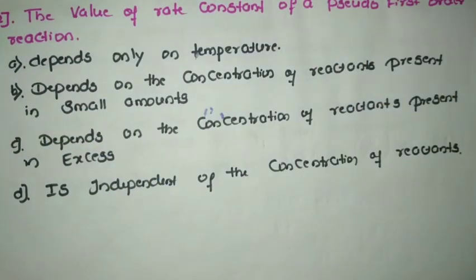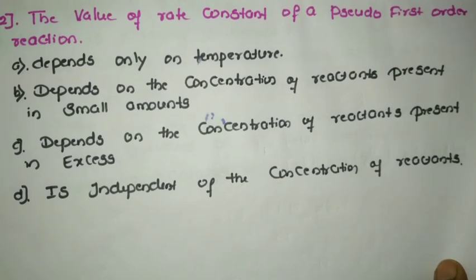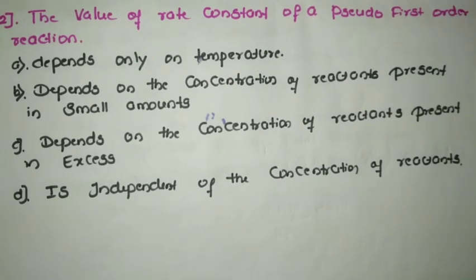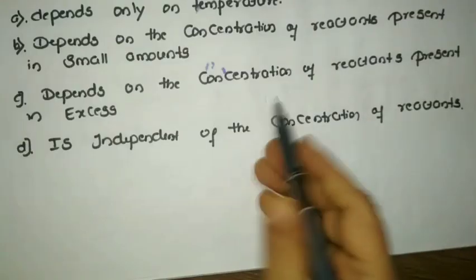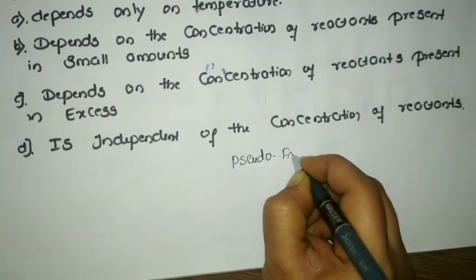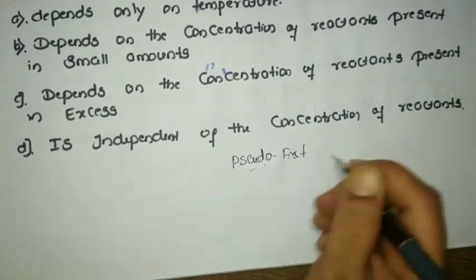Similarly, the next question: the value of the rate constant of a pseudo first order reaction depends only on temperature, depends on the concentration of a reactant present in small amount, depends on the concentration of a reactant present in excess, or is independent of the concentration of a reactant. So what do you mean by pseudo first order reaction? This we have studied. Pseudo means false or fake, we could say.